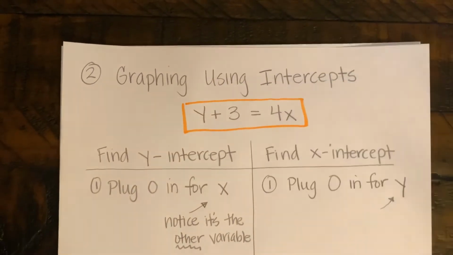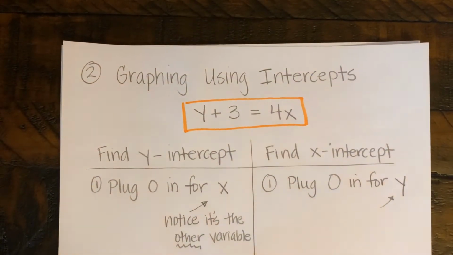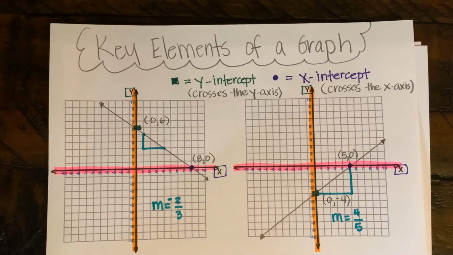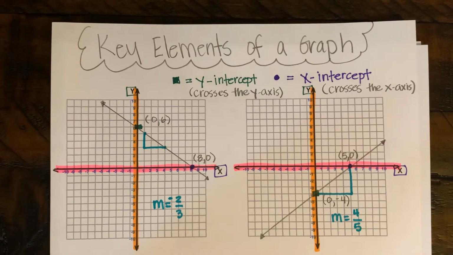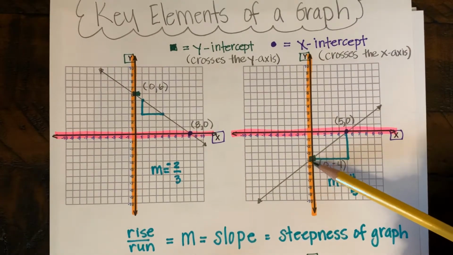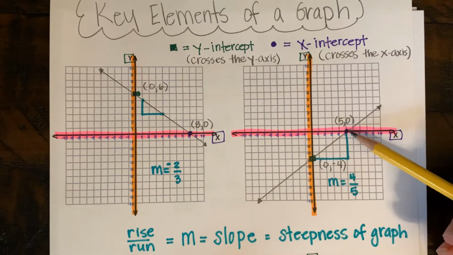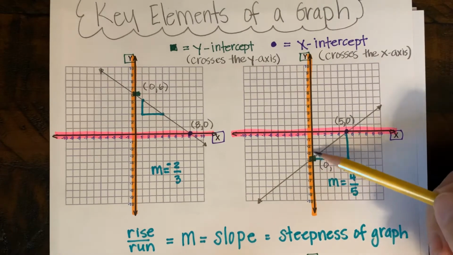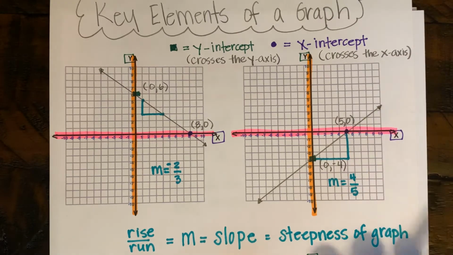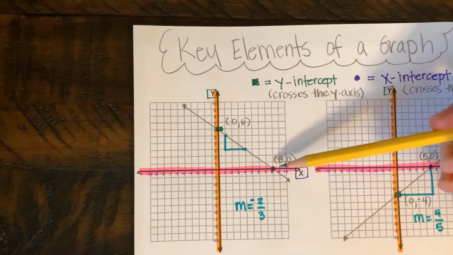Okay, a second way to graph a function is to use the intercepts. Now remember, if you need to go back to our picture of our key elements of a graph, remember that a graph actually crosses the y-axis at some point and the x-axis at some point. We call this the y-intercept. We call this the x-intercept. And notice that we have that on all of our different graphs.